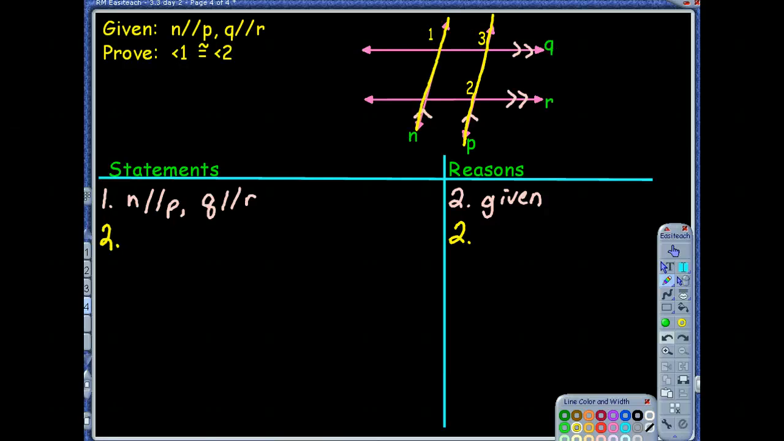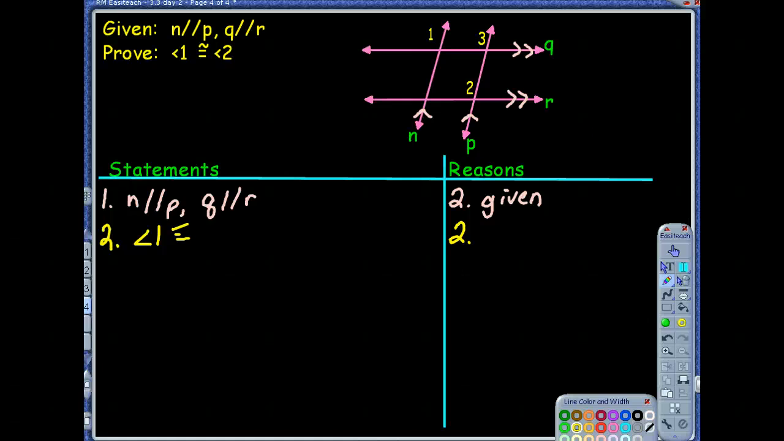Okay, I'm going to take this away real quick. So angle 1 is congruent to angle 3. It froze on me. Man, it's really freezing. I swear I know how to write with this thing.